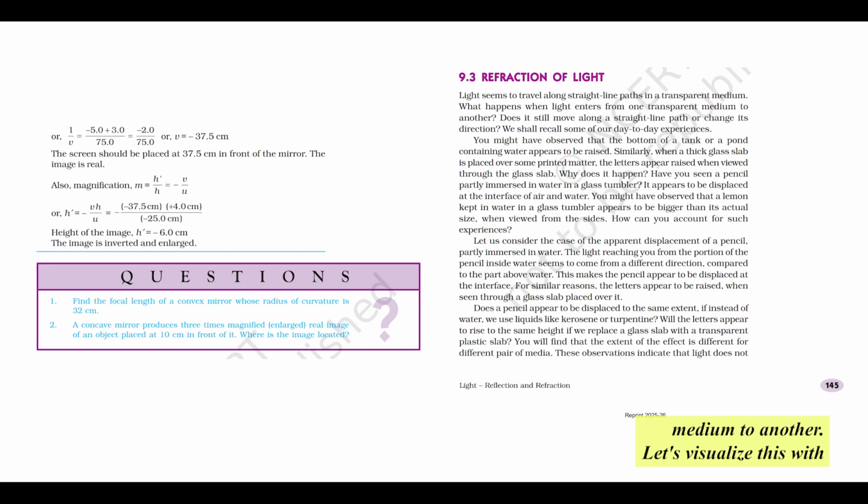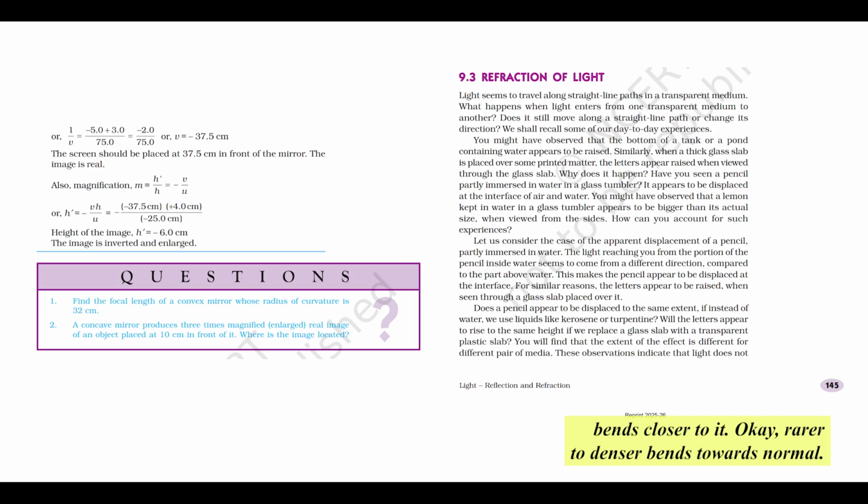Let's visualize this with the classic experiment. Refraction through a rectangular glass slab. Activity 9.6, figure 9.11. Imagine a ray of light going from air into the glass slab and then back out into the air. We observe two key bends. First, as light enters the glass, denser medium, from air, rarer medium, it bends towards the normal. Remember the normal, the line perpendicular to the surface. The light ray bends closer to it.